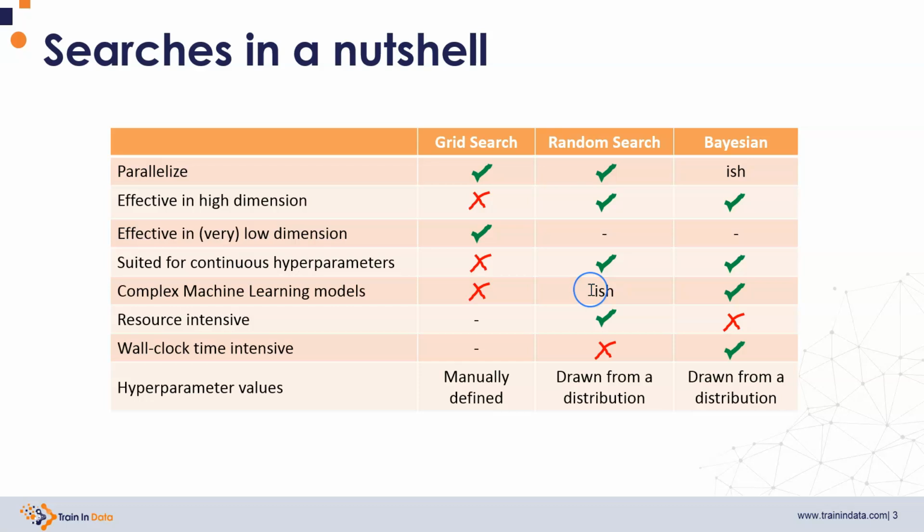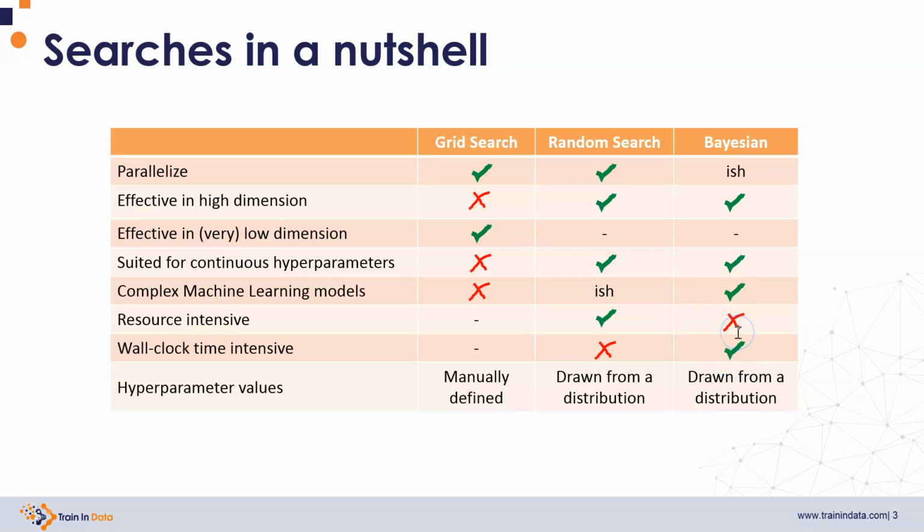And here notice that I put "ish" instead of "that is not suitable", because as time passes and we have more computational resources at our disposal, performing multiple searches at random becomes easier and easier. So random search is resource intensive, because we train multiple models at the same time. So we need a lot of computational resources in order to capitalize on a random search.